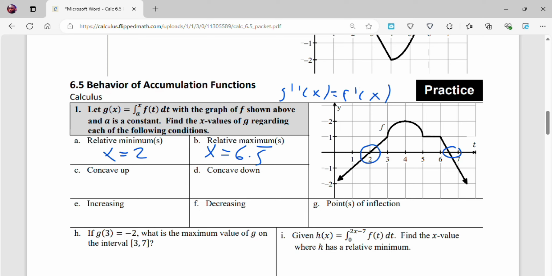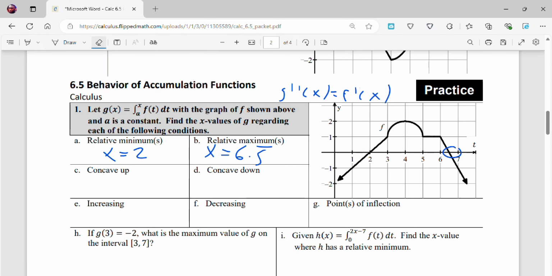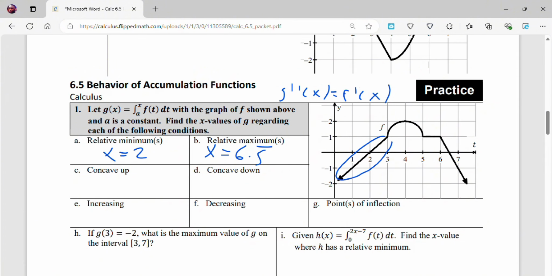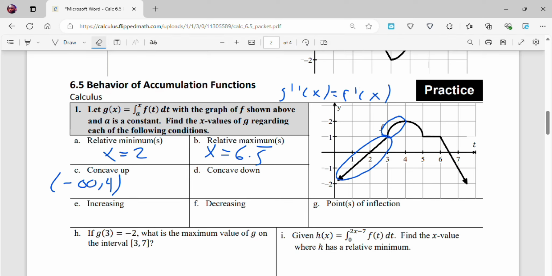So f prime is the slope, right? So we're going to look at the slope. Well, I can see that the slope is positive here, and it's positive here as well. So we can say that our graph is concave up from negative infinity to 4. And it doesn't look like it has a positive slope for the rest of the graph.